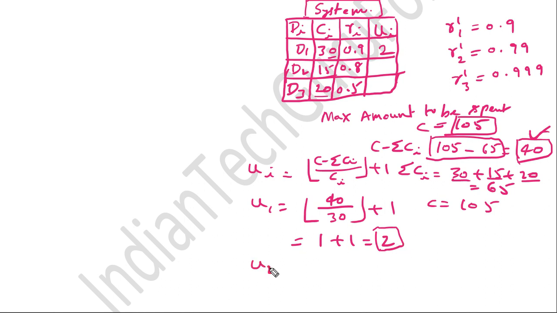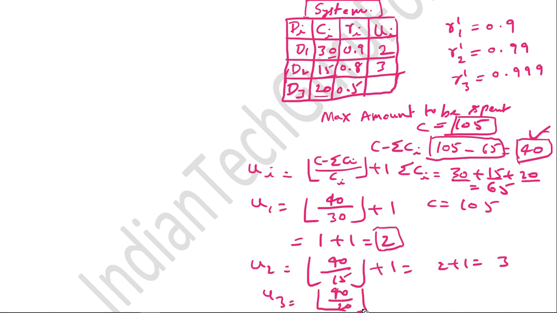Next, let me calculate U2. U2 is equal to the lower bound of 40 by 15, plus 1. That is, 15 twos are 30, so 2 plus 1, that is equal to 3. So I can purchase at most 3 devices of D2. Similarly, U3: 40 by 20, lower bound, plus 1, that is equal to 2 plus 1, that is 3. So we can have at most 3 instances of device 3.